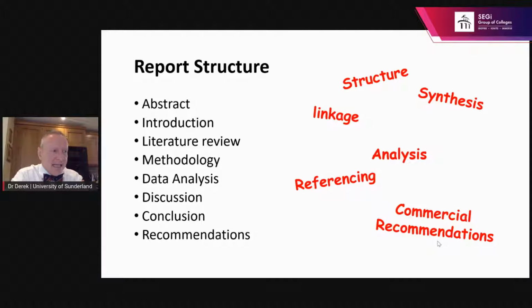You've also got to have linkage. The introduction needs to link with the literature review, which needs to link with the methodology, which needs to link with data analysis, and so on.